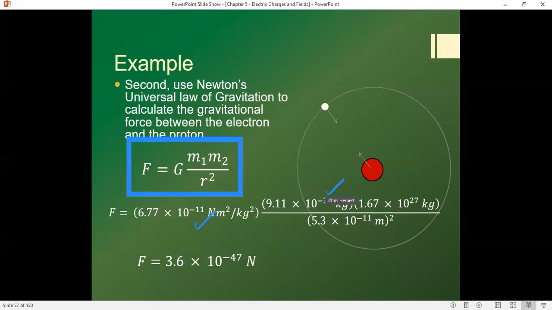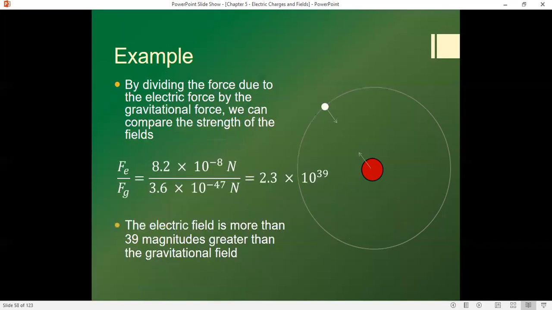Also, the mass is in kilograms. These are smaller numbers than the Coulomb in charge that I had, but I still have the same radius. So I square the radius and then I multiply this. And although my previous force was small, this force is ridiculously small. 3.6 times 10 to the minus 47 newtons. Okay, I can't really think of too many numbers in physics that get that incredibly small. So our force due to gravity is very, very small.